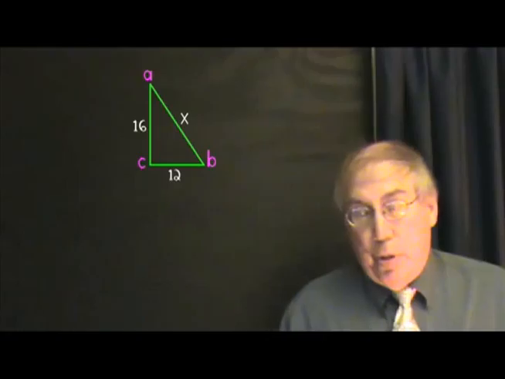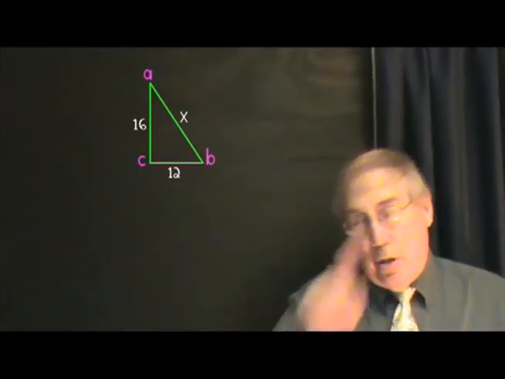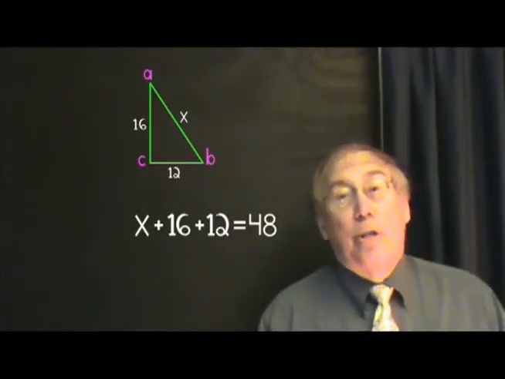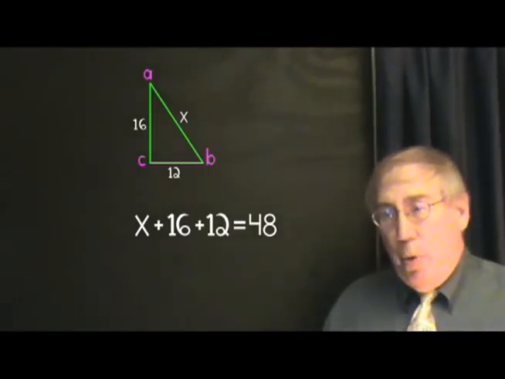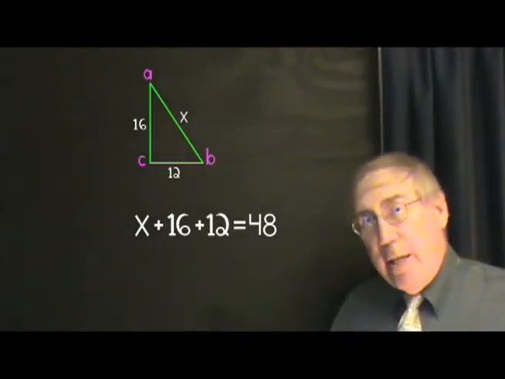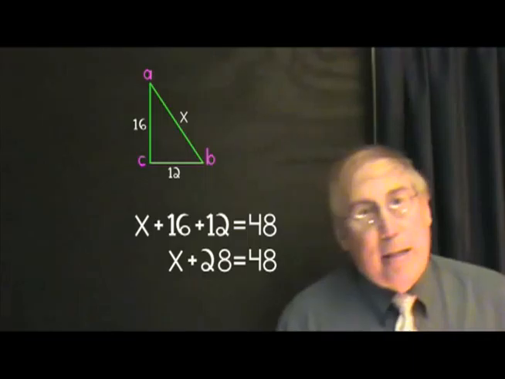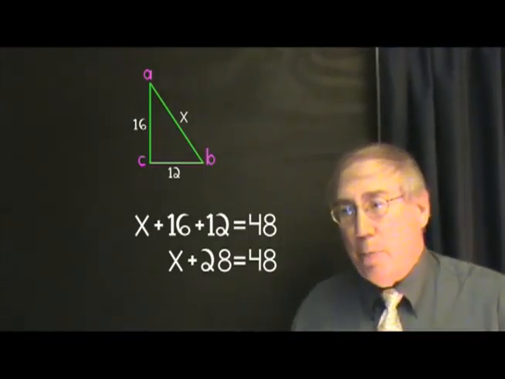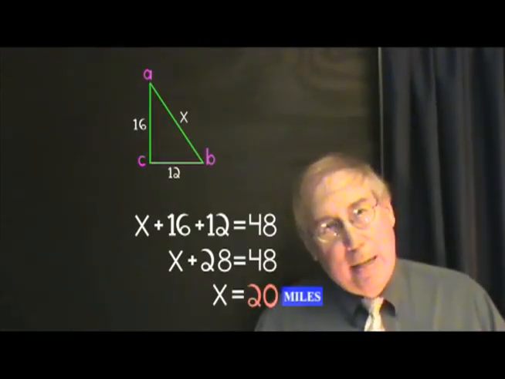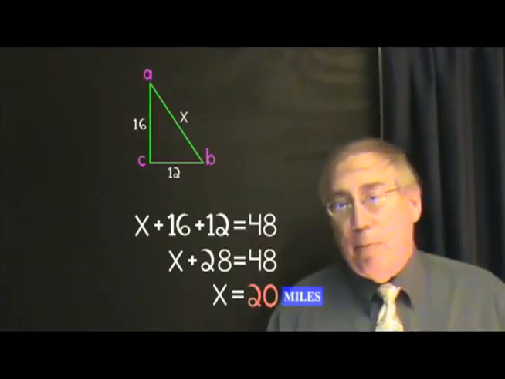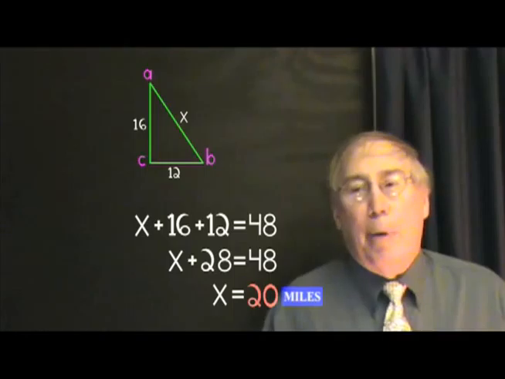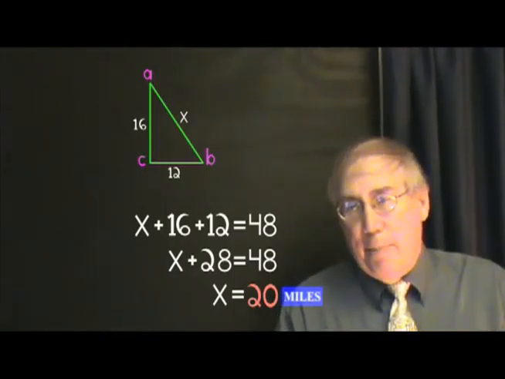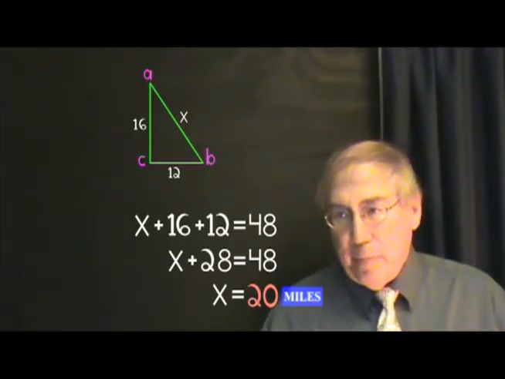Now, let's suppose that I tell you that the total distance they traveled was 48 miles. So what we could do is add x plus 16 plus 12 equals 48. And then we can add the 16 and the 12 together on the left-hand side. Get x plus 28 equals 48. Subtract 28 from both sides, and we get x equals 20 miles is the distance between those cities, A and B.